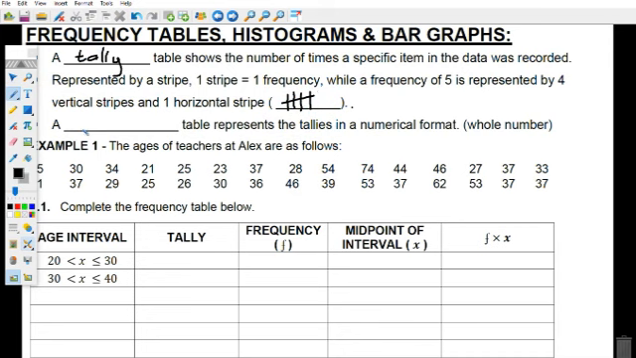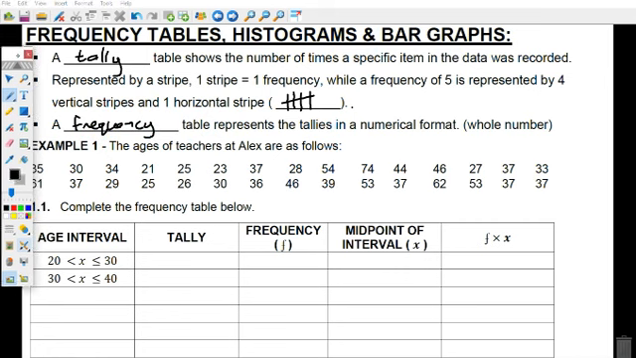Now, a frequency table represents the tallies in a numerical format, or a whole number. So this is all in.